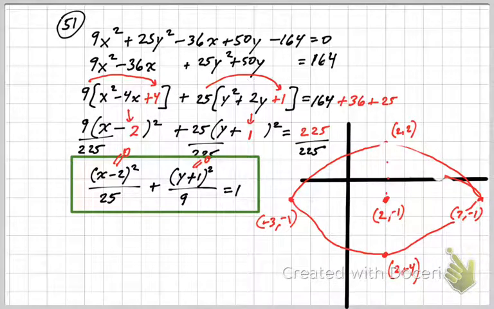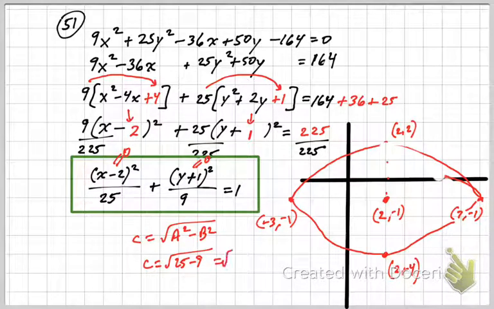Now how about the focus? This is a good question because you might actually find a nice point for the focus. Would C be the square root of A squared minus B squared? So would that be 25 minus 9? So is the C just 4?